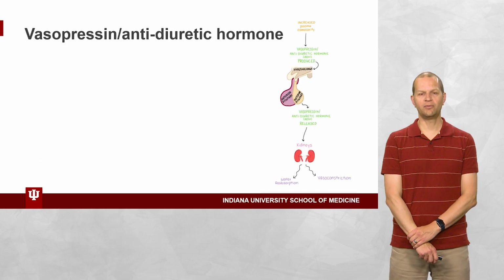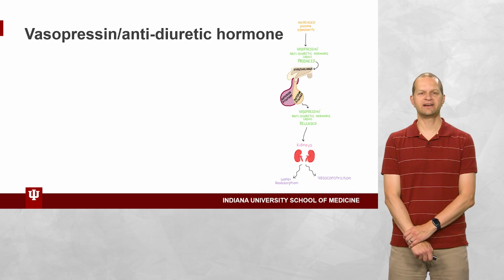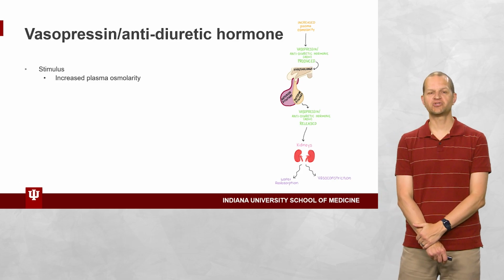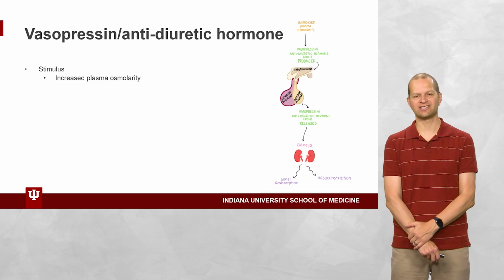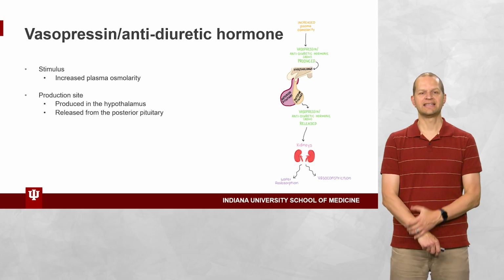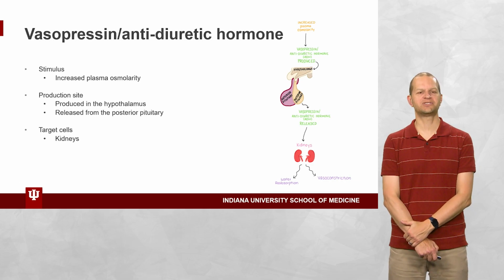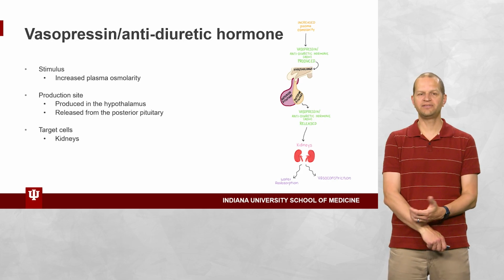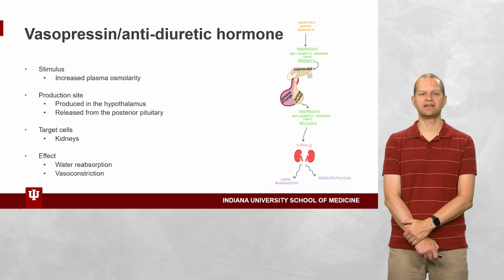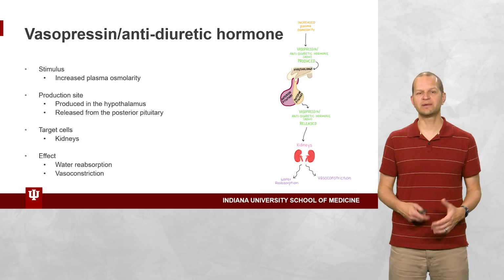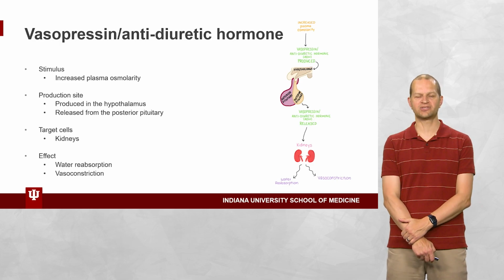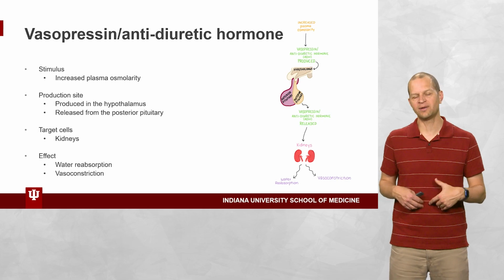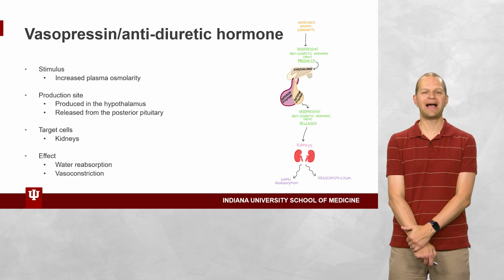And then the other hormone that's released from the posterior pituitary is vasopressin, or antidiuretic hormone. Okay, this hormone is produced or released when the plasma osmolarity is high, so we have high concentration of salt. Okay, it's produced in the hypothalamus, released from the posterior pituitary. This hormone targets the kidneys. Okay, the kidneys are involved in water reabsorption, and so when we release vasopressin, what happens is water is reabsorbed. This also contributes a little bit to vasoconstriction, but what this does is it actually decreases urine volume and allows that water that would have been turned into urine to be brought back into the bloodstream.